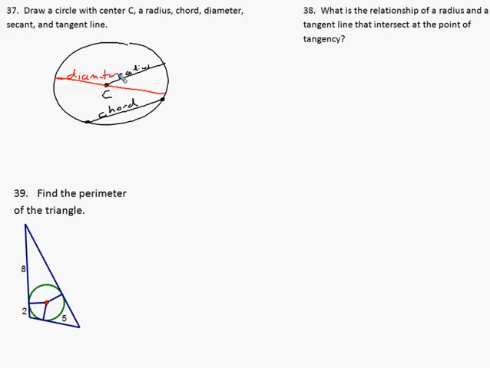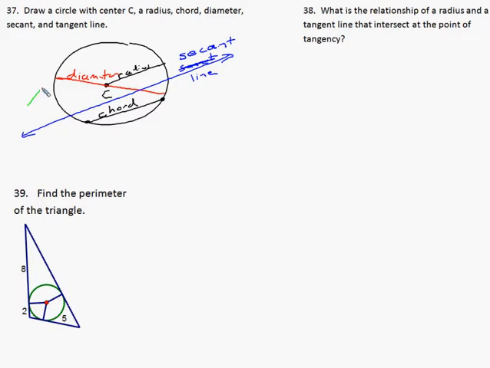A secant, which is a secant line. A secant line is simply a line that intersects the circle at more than one point. We're going to have to cross through here, so this is a secant line. And lastly, a tangent line is a line that intersects the circle at just one point.